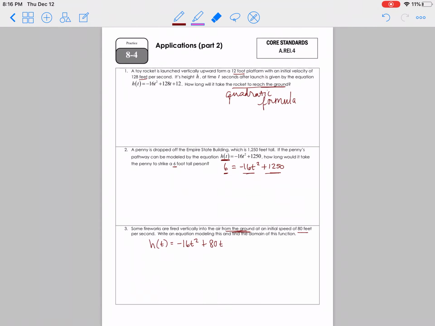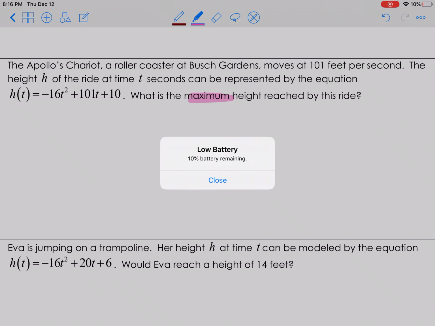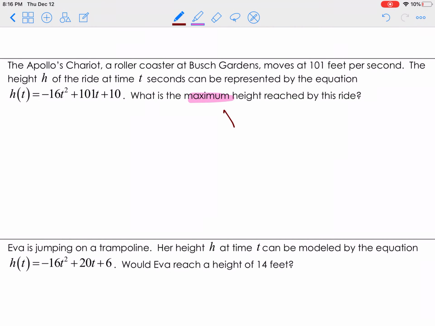Okay, I hope that these are helping a little bit. Over here they're saying maximum height. So remember that for a maximum, we want to use our vertex, right? That's negative b over 2a, and then plug it in.